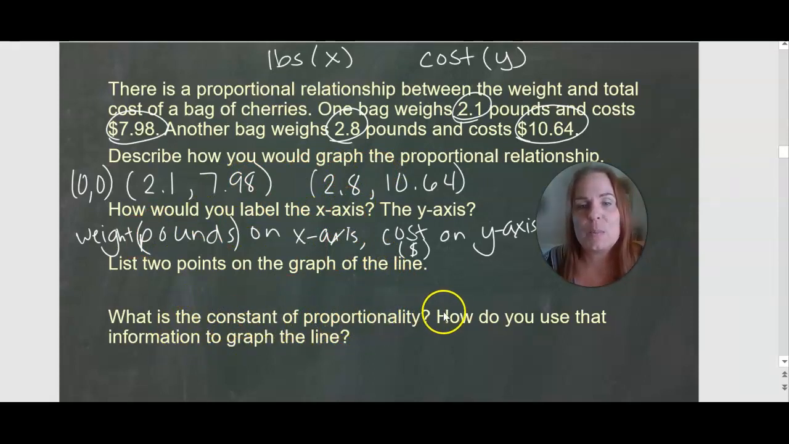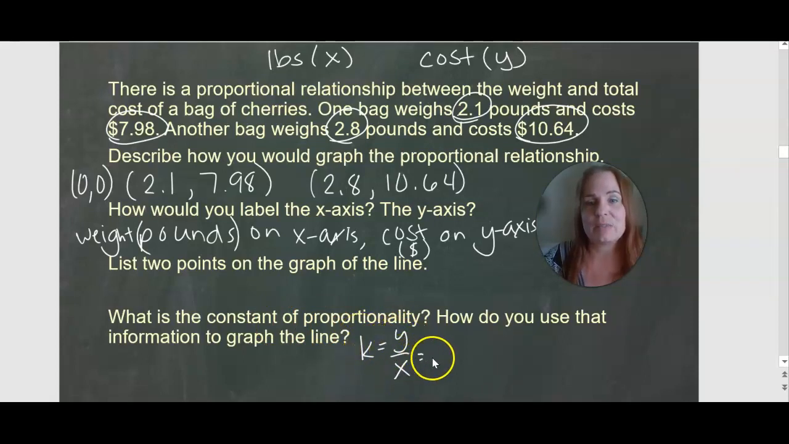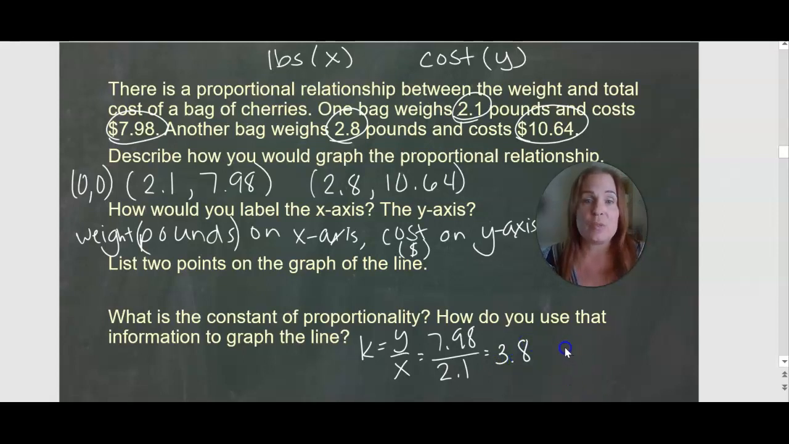And then what is the constant of proportionality and how do you use that information to graph the line? Okay, so let's look at that. The constant of proportionality is y divided by x, right? So I'm going to do 7.98 divided by 2.1. Let's see what I get. I'm using a calculator, by the way. So 7.98 divided by 2.1 is 3.8. Okay, so then that is 3.8 would be my cost, right? So that would be dollars for 1 pound.